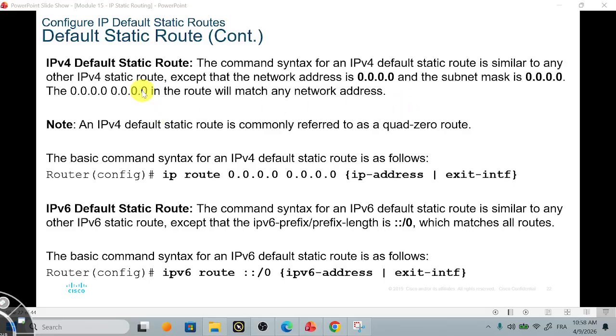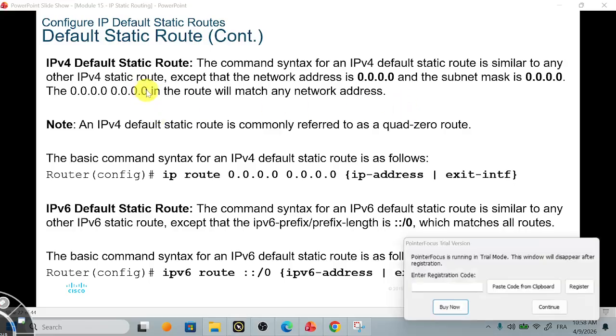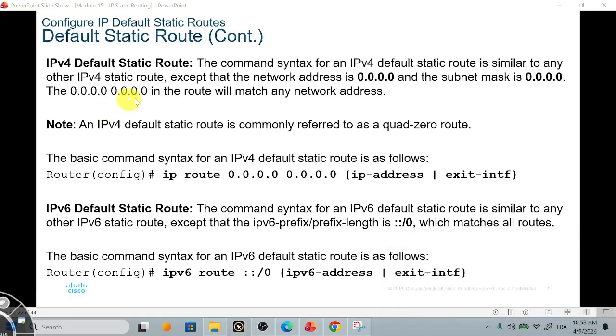Remember, before we were searching for the longest match to check if it can route, but here we have 0 match. So it can match any network. This is why it routes any IP address. So an IP version 4 default static route is commonly referred to as a quad 0 route. Quad 0 means 4 zeros.